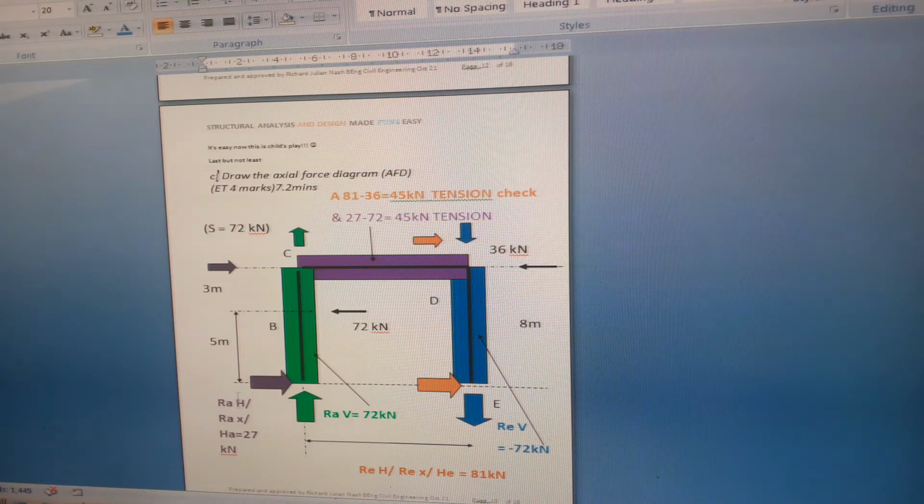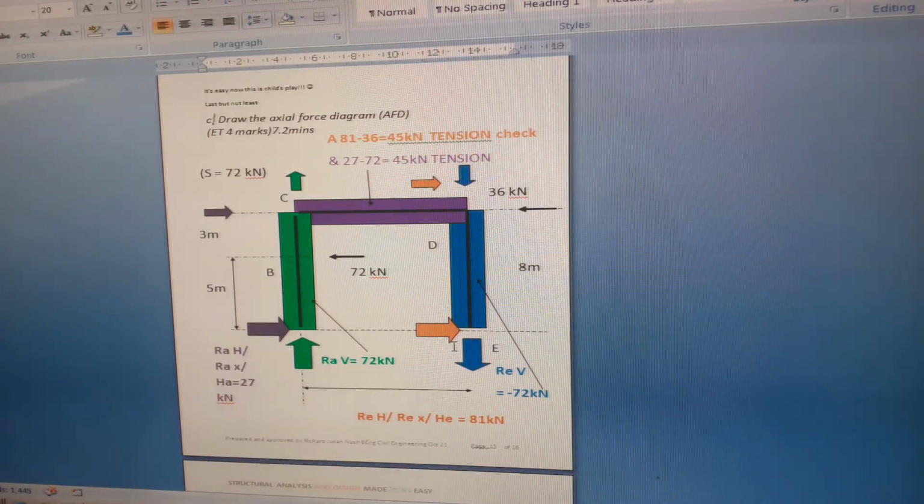equal to, so we got 27 plus, as we were looking before 27 minus 72, and then so that actual force must be 45, because it's 27 minus 72, tension 45. Check that. 81 minus 36, 45 tension. That's correct. So that is 45 tension. And the final actual force is from D to E, that's 72, that's tension, and then that 72 goes into a shear across CD. So that's the entire question.